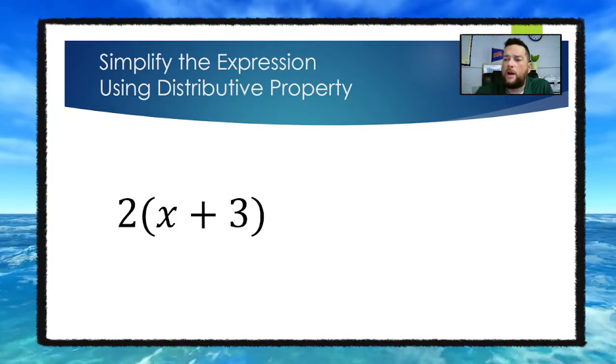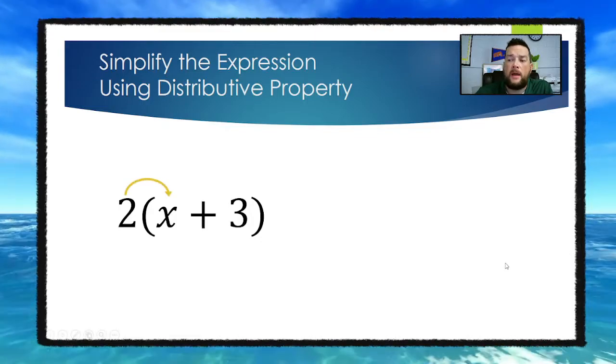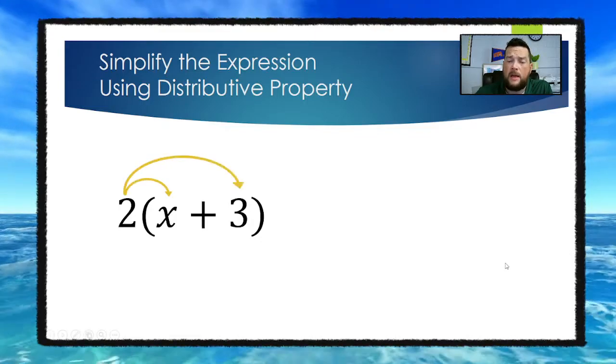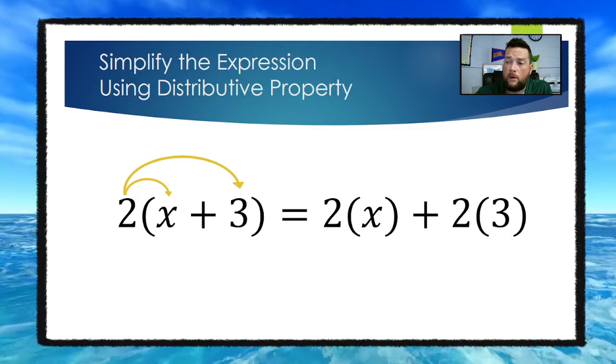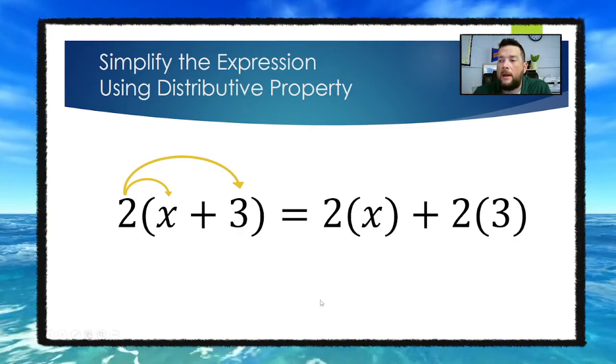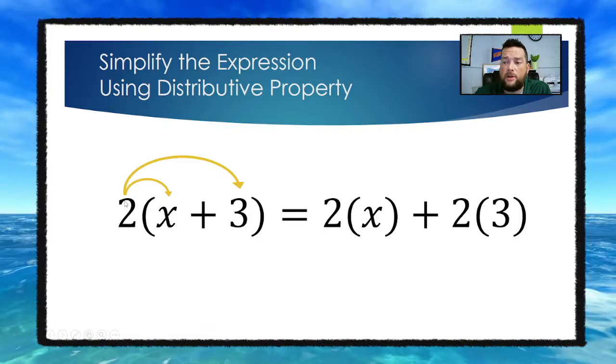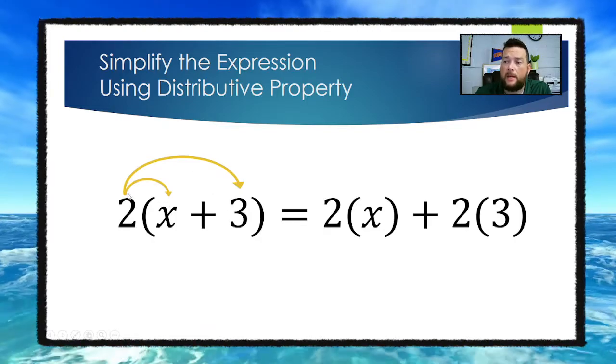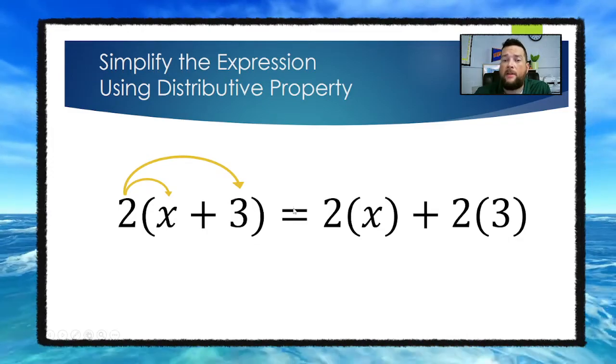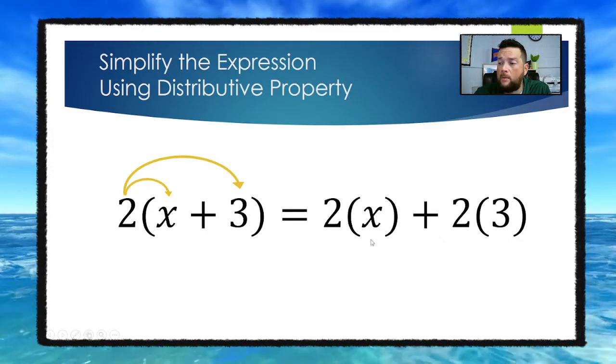All right, you should have distributed and drawn the arrows. If you didn't draw the arrows, go back and look at it and see if you got it right. If you didn't get it right, then I would absolutely tell you, draw the arrows: 2 times that x, 2 times that 3, and then you can put it in expanded form, which looks like this.